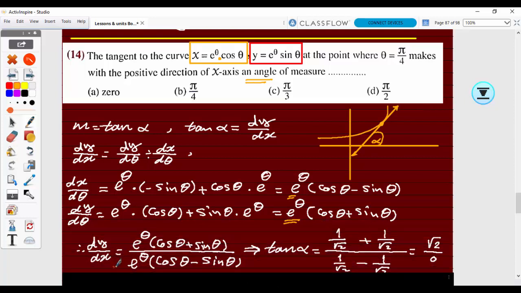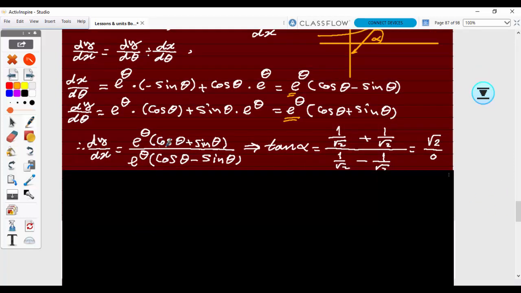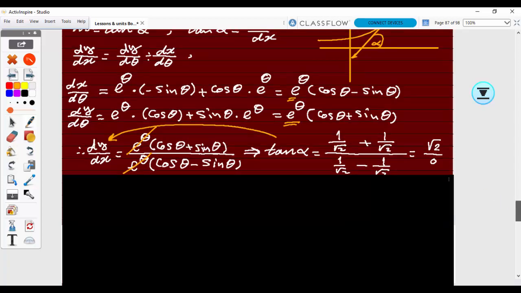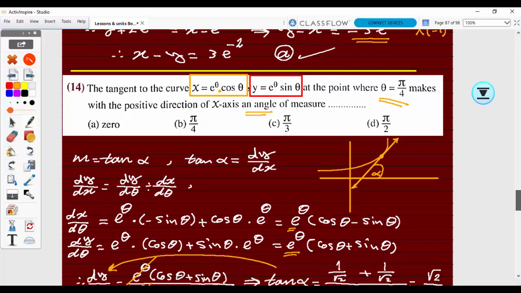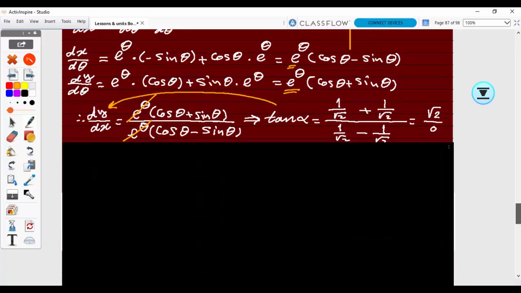So dy/dx equals e^θ (cos θ + sin θ) over e^θ (cos θ − sin θ), and we can divide up and down by e^θ. So tan α is dy/dx. So tan α equals, substituting θ equals π/4, it is 45 degrees.